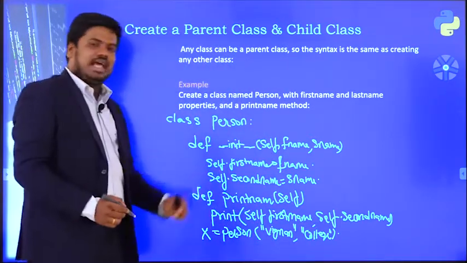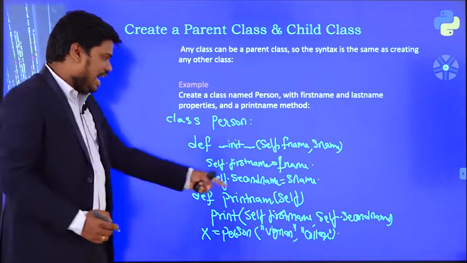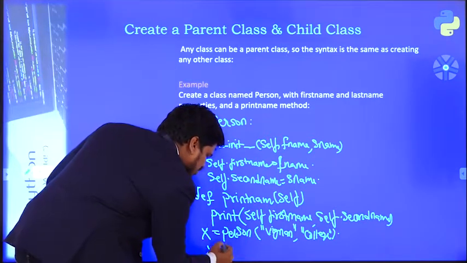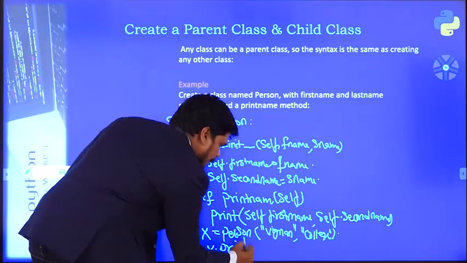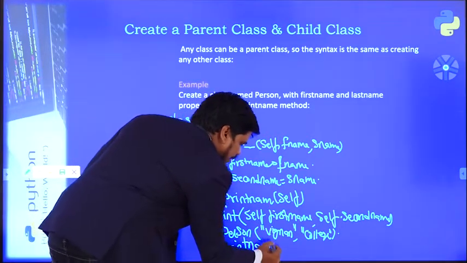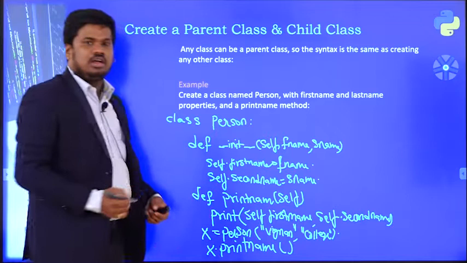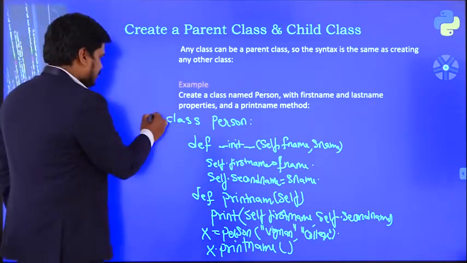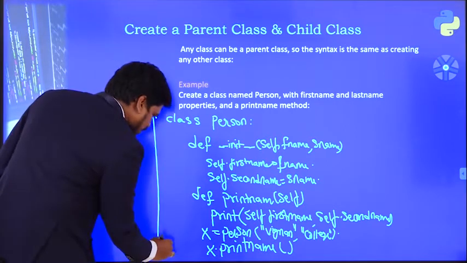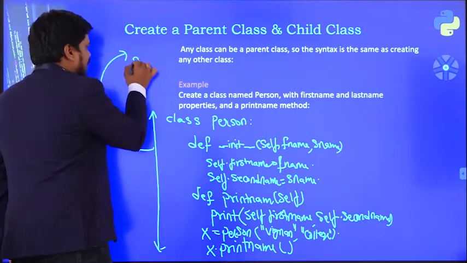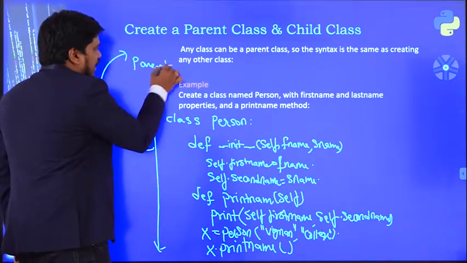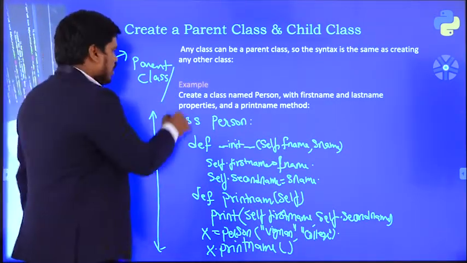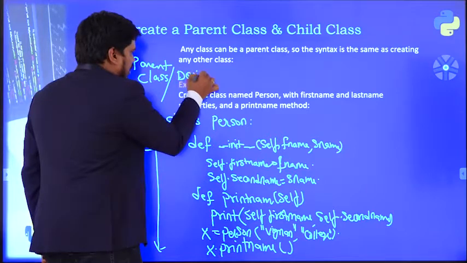So inside this one, I have passed an object. Next, I have to call the print name method. So what I am doing is x dot print name method. I have called the x dot print name method. So this is my class, and I call it a parent class, or I can call it a base class.